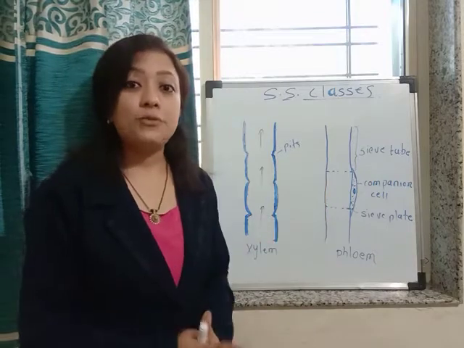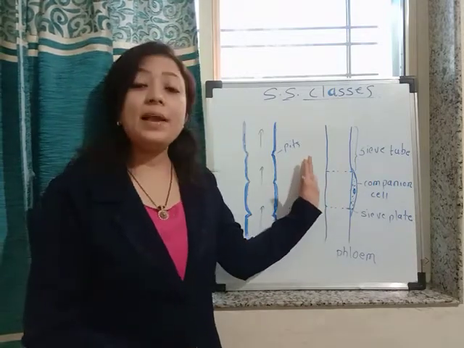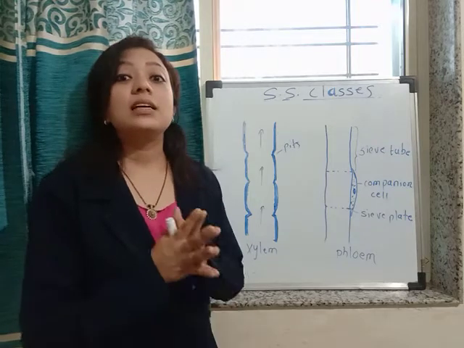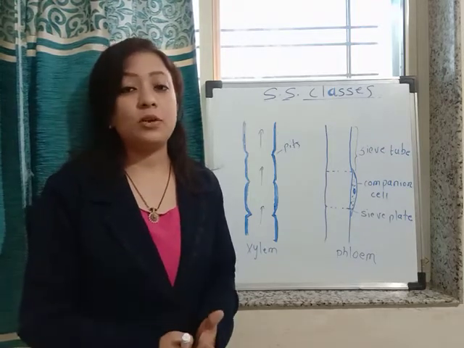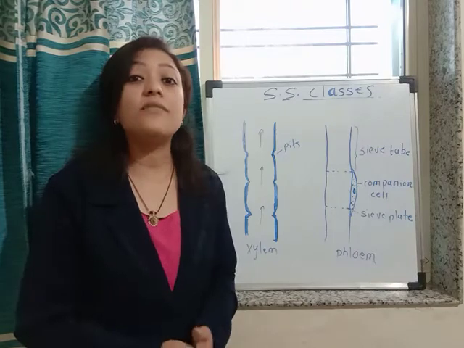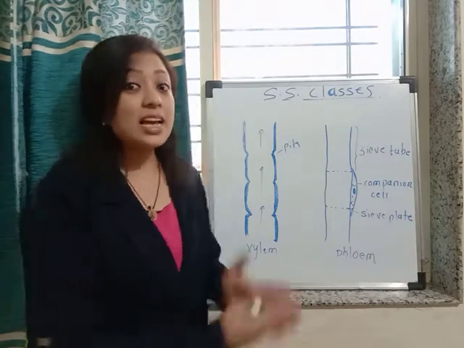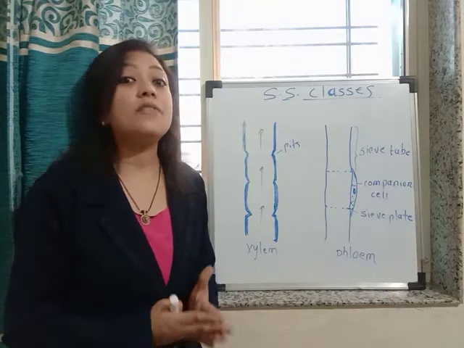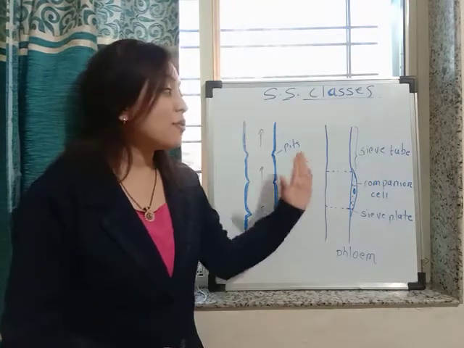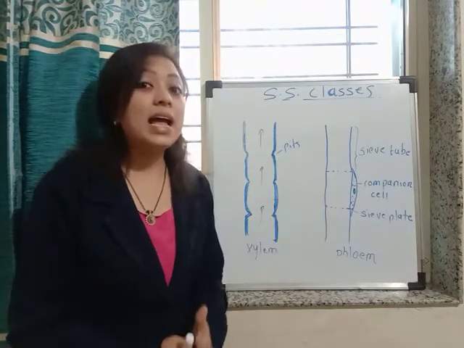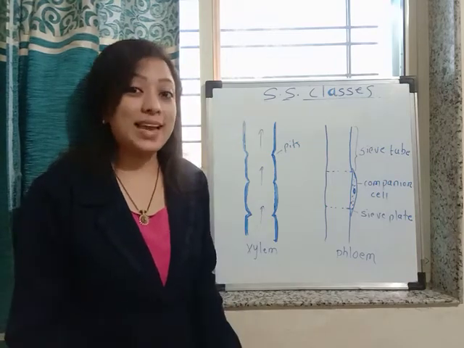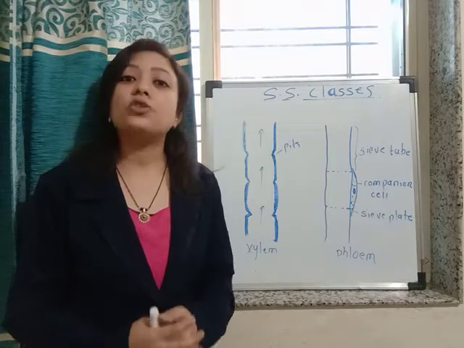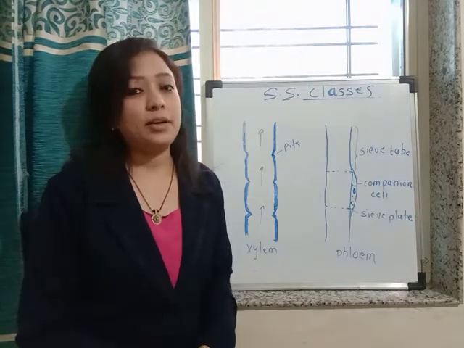Second is phloem. The phloem plays an important role in the plant body as it transports the food to different parts of the plant body. So it plays an important role in the process of translocation. Here we can say the xylem plays an important role in the process of transpiration, while phloem plays an important role in the process of translocation. So translocation is nothing but the transport of food in the plant body.